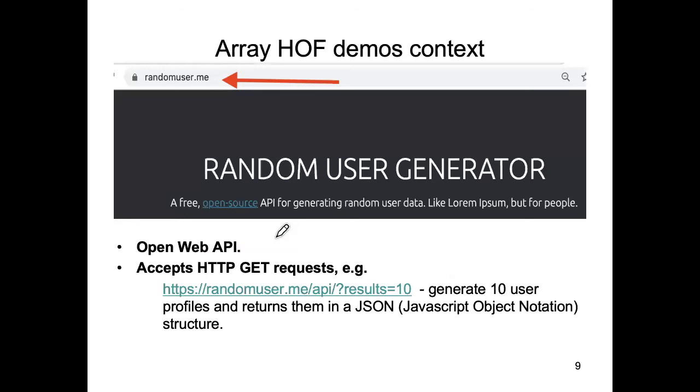So the Random User API is a web API. That's its URL there at the top. And all you've got to do is send it an HTTP request, something like this, where we've got a query string at the end, set to results equals 10. What that is telling the Random User Web API is to generate 10 user profiles and send them back to me as your HTTP response. And it sends them back in JSON form. We don't have to worry about that. We can unpack the JSON and convert it into an ordinary JavaScript array of objects, which is really what we want.